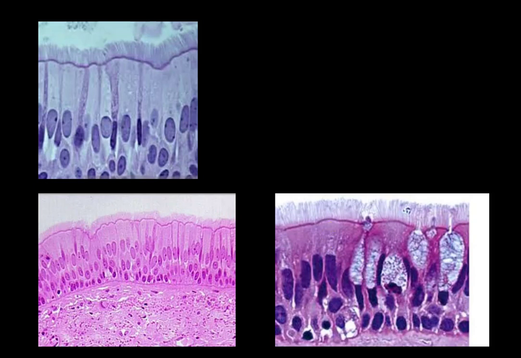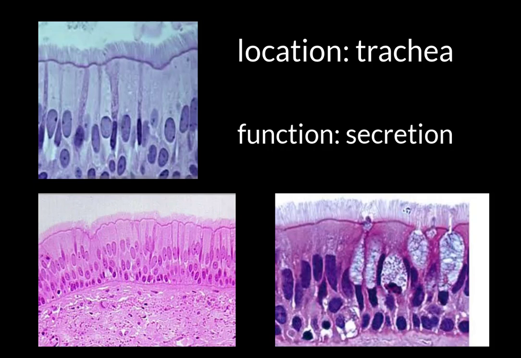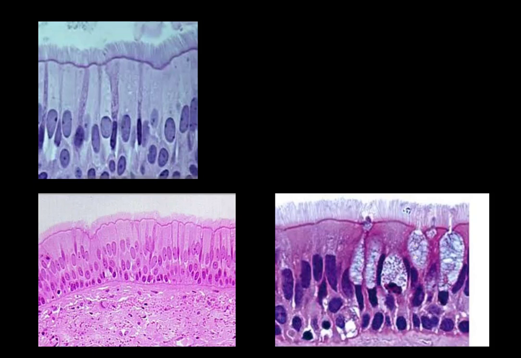They're located in the trachea, and their main function is secretion. Also, you can find goblet cells here just like you could in the simple columnar epithelium, and they have the same function, which is the secretion of mucus. That pretty much sums up epithelial tissue.